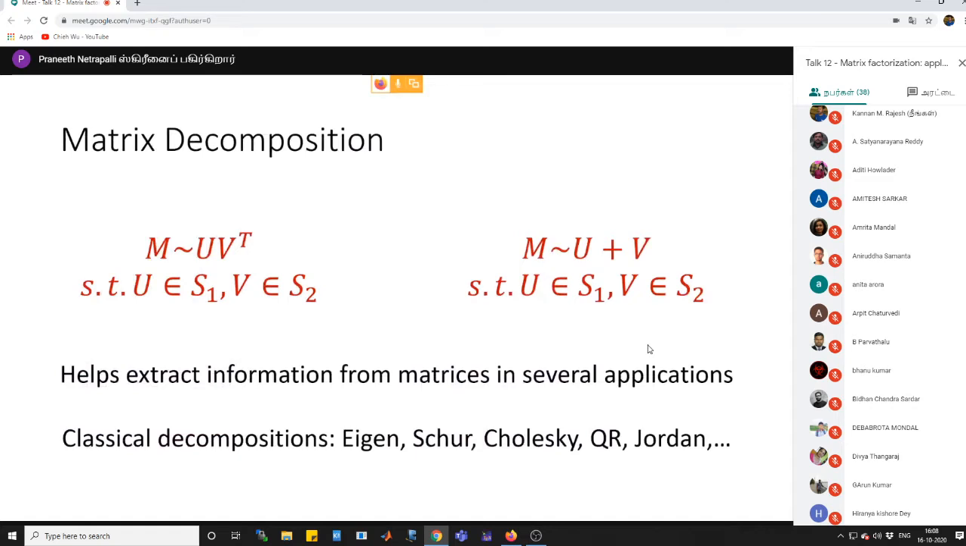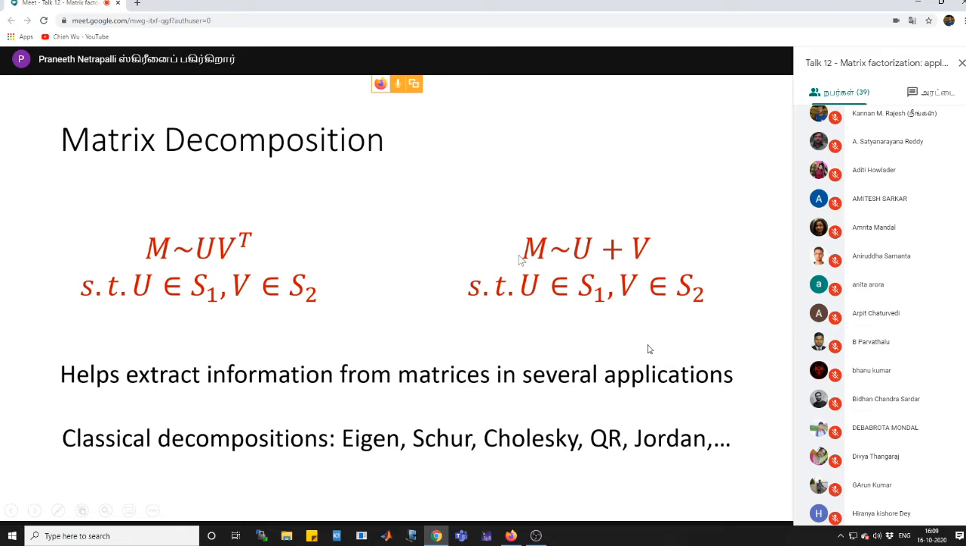Okay. So the main tool that we'll be using in extracting information from matrices of this sort is matrix decomposition. And there are two classical kinds of decompositions that we can think of. The first one is actually much more classical. You would want to write a matrix as a product of two different matrices, U V transpose, where you may want to impose some constraint on both the matrices U and V. So U is in some set S1. S1 gives you some kind of structure for how U can be, and similarly V is in S2, right?